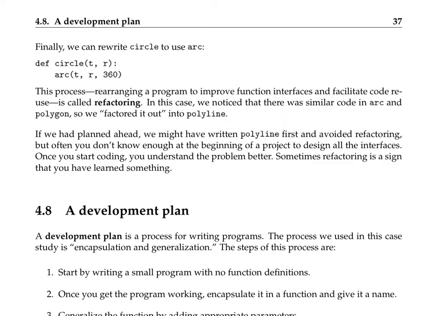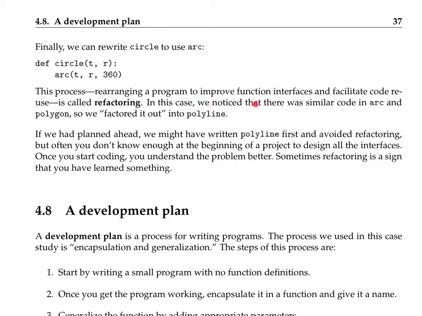Which means he can call arc inside the circle function, and it makes his circle very simple. He's just calling arc with an angle of 360 degrees. This process, rearranging a program to improve function interfaces, remember function interfaces is how you call the functions and what they're responsible for, and facilitating code reuse, so chopping bits of code out and putting them somewhere else so you can call them as a function, is called refactoring.